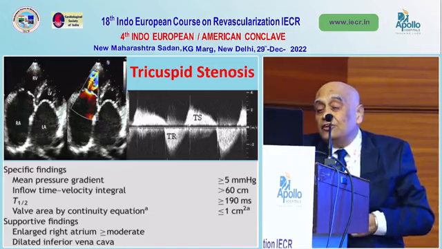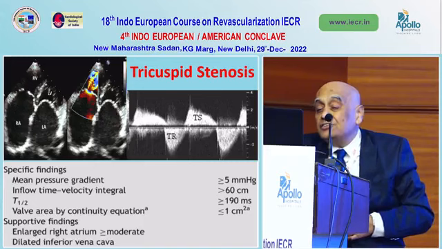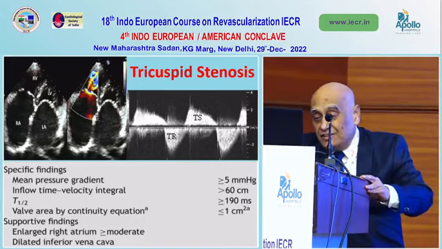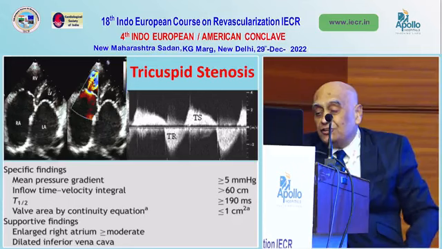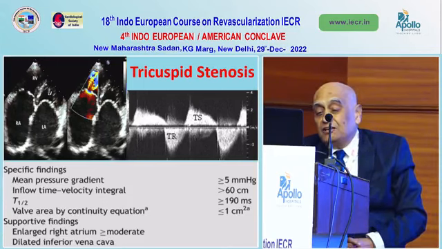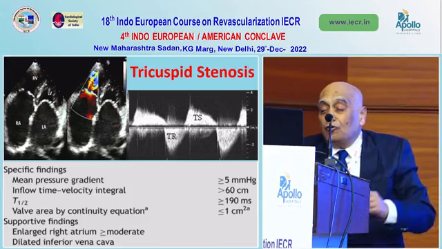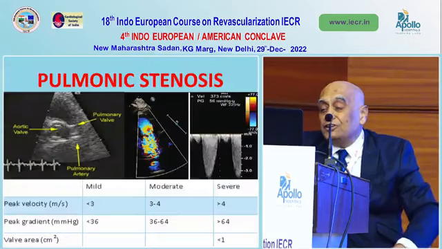Now for TS, you take the mean pressure gradient across the tricuspid valve. If it is more than 5 millimeters of mercury, then this is severe TS. And if you take the VTI across the tricuspid valve, if it is more than 60 centimeters, it is severe TS. A pressure half time equal to or more than 190 milliseconds is severe TS, and by the continuity equation, a valve area of less than 1 centimeter squared is also severe TS.